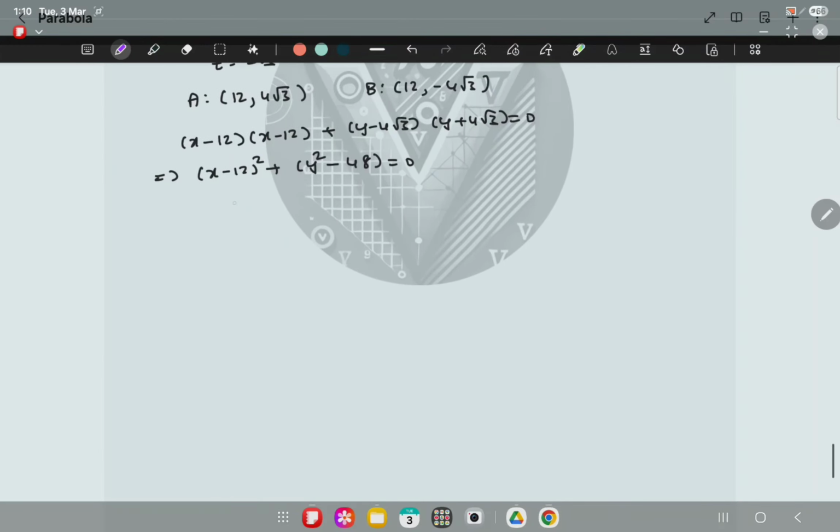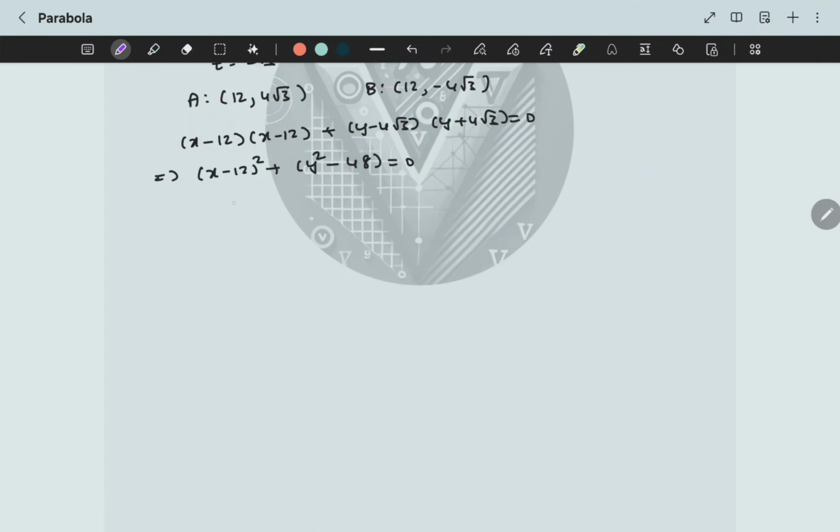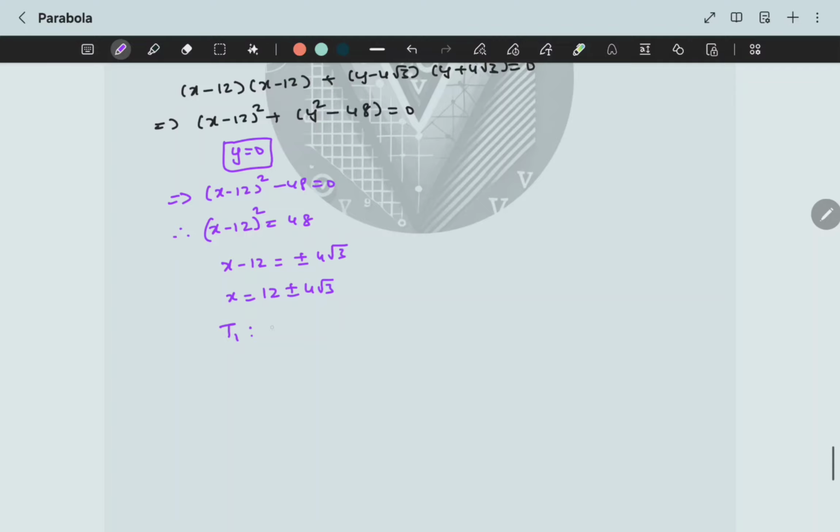So for minimum distance, put y equals 0 firstly, right? And then we get x minus 12 whole square minus 48 equals 0. Therefore x minus 12 whole square equals 48. x minus 12 equals plus or minus root 48, that should be 4 root 3. That means x equals 12 plus or minus 4 root 3, right? Now T1 will have the coordinates 12 minus 4 root 3 comma 0, and T2 should have coordinates 12 plus 4 root 3 comma 0.